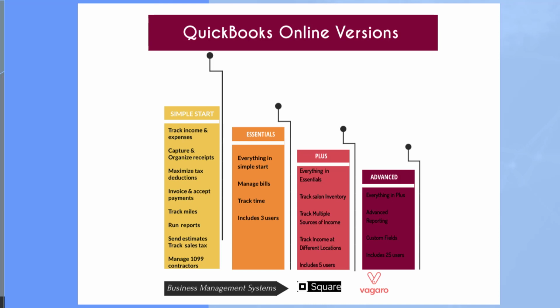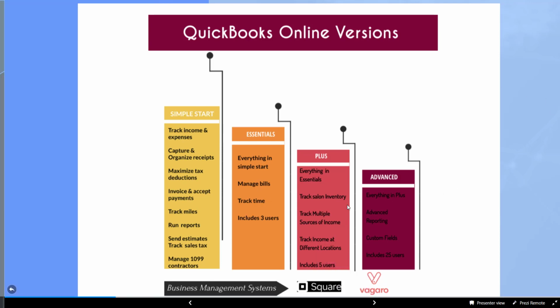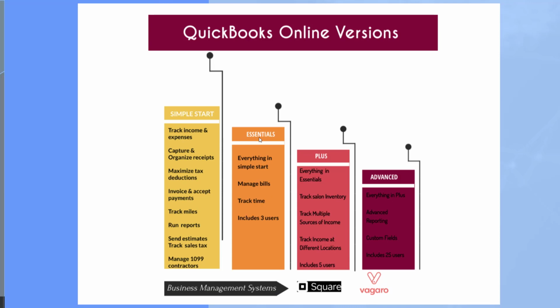Now let's move over to QuickBooks Online. QuickBooks Online has 4 different versions. It has Simple Start, Essentials, Plus, and Advanced. Advanced is fairly new. Advanced came out, I believe, earlier this year. Now I would say that Advanced is not something that salon owners or booth renters or salon suite owners necessarily need. It's a little bit too advanced.